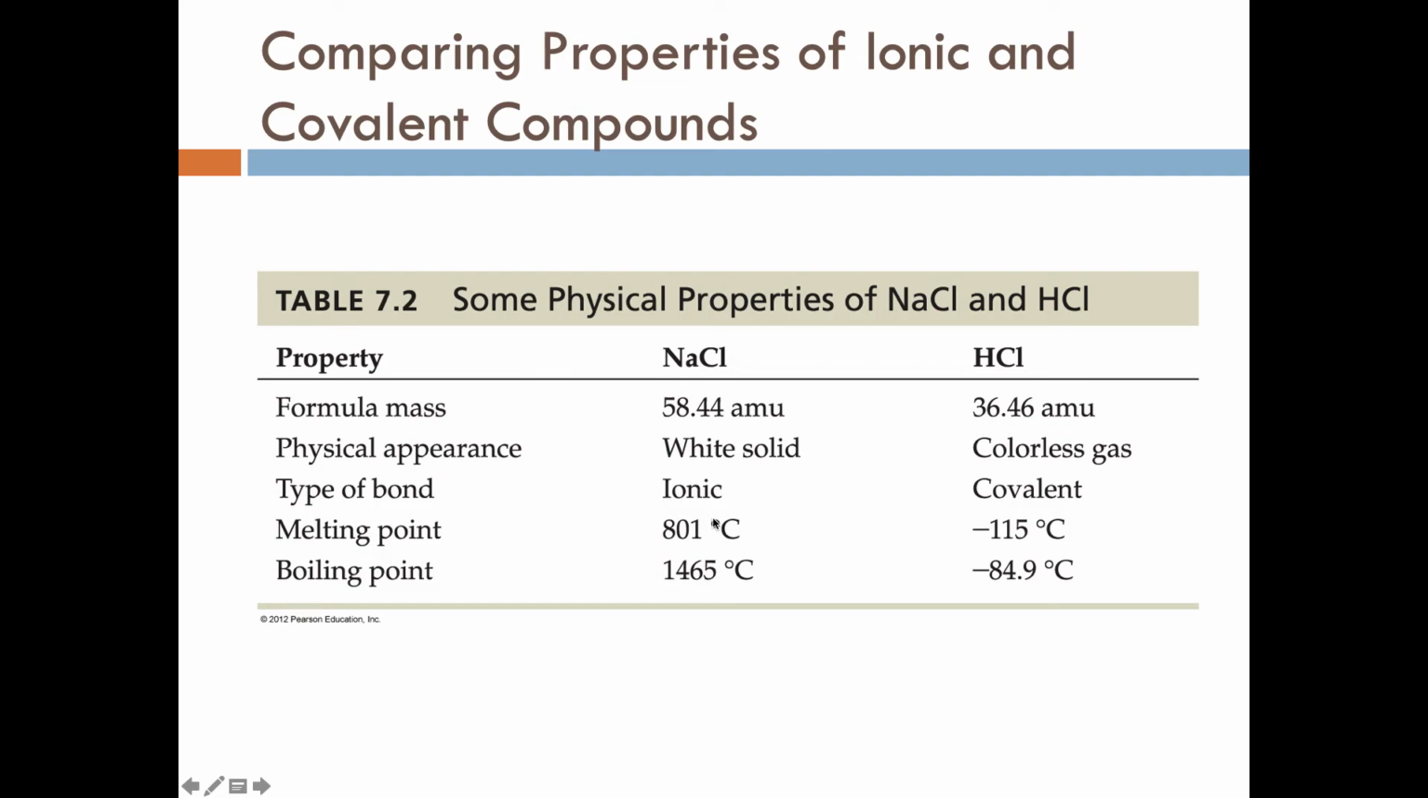And if you think about it, how many ionic compounds that you know of are not a solid? Probably not very many, or maybe none. There's not that many ionic compounds that are not a solid. Almost all of them are solids. That's because they usually have really high melting and boiling points.